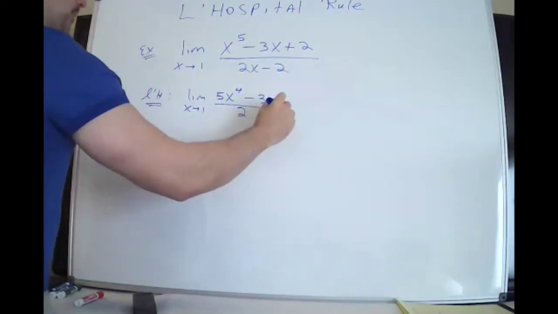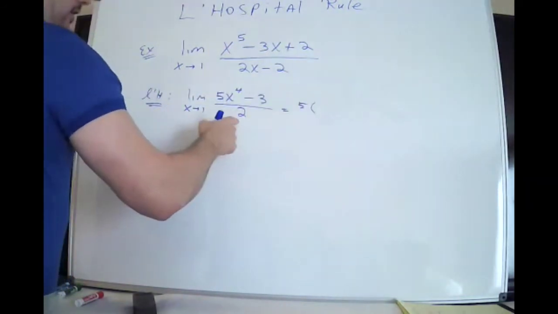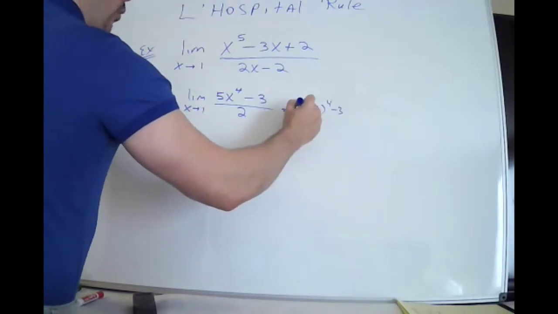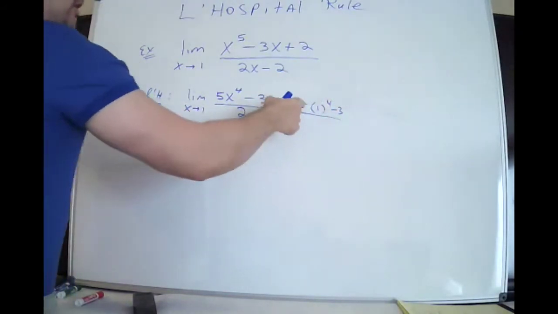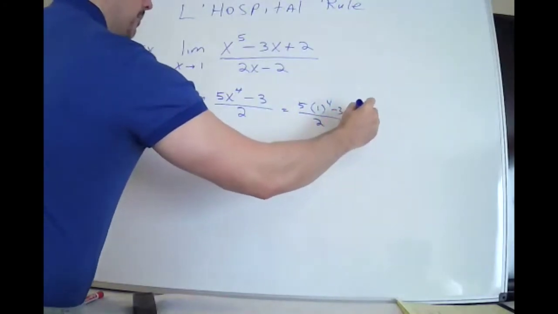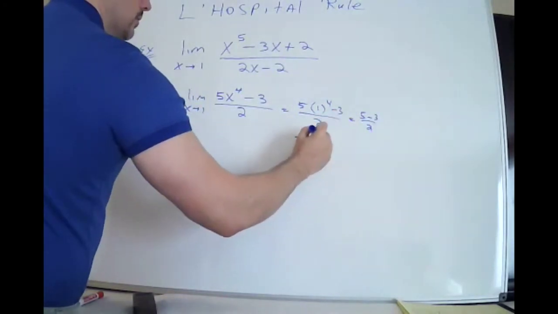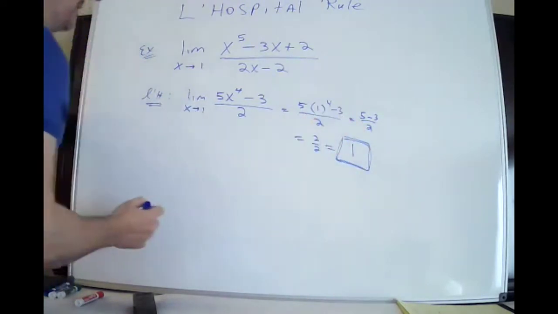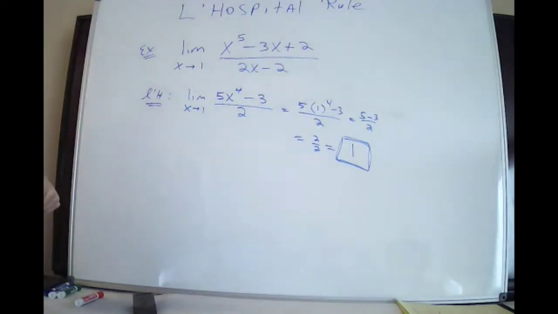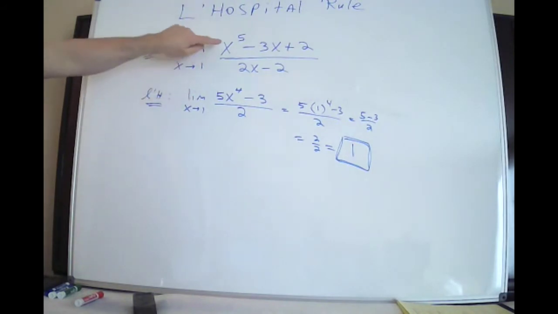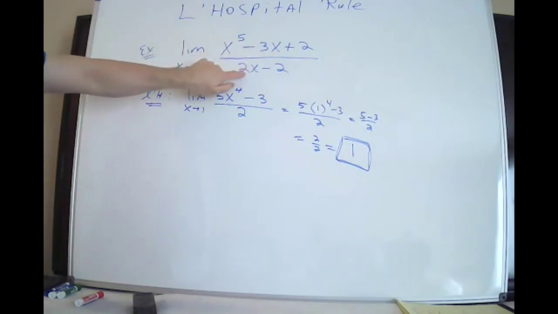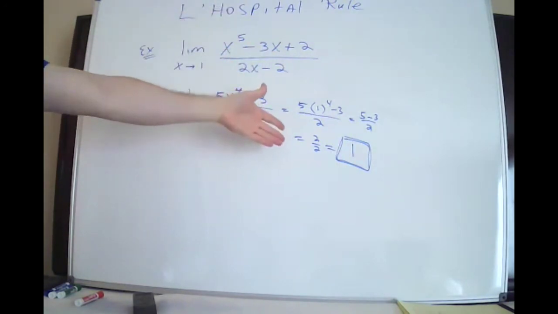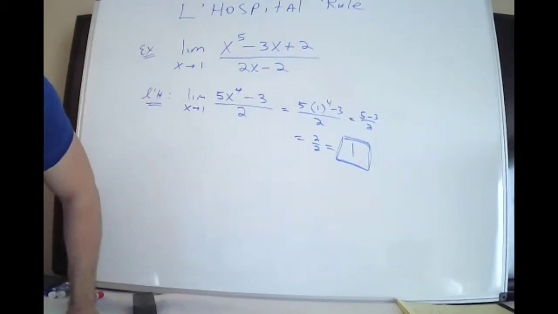Now I'm going to plug in again. Plug in 1. There's no x on the bottom to plug in. 1 to the 4th is 1. So you end up with 5 minus 3 on top, which is 2. And you have 2 on the bottom. So that limit is 1. Now, if you didn't believe that this was true, you could pick a number really close to 1, like say 0.99, and on a calculator or graphing calculator, put 0.99 here, here, here, and compute it, and you're going to get 1. So it works.